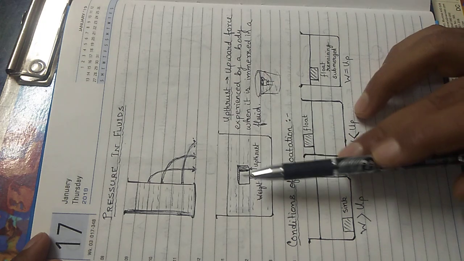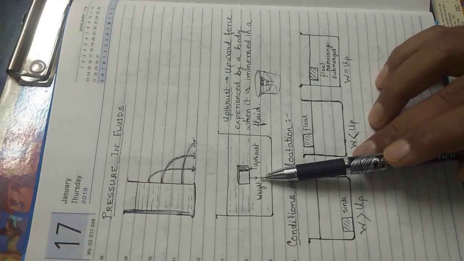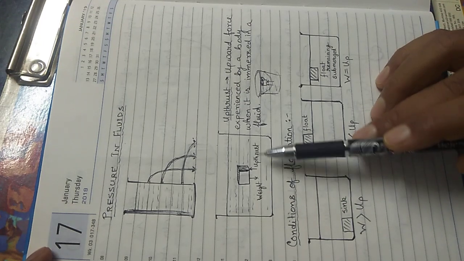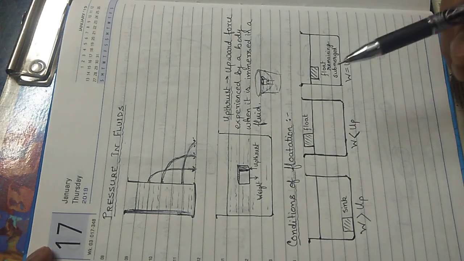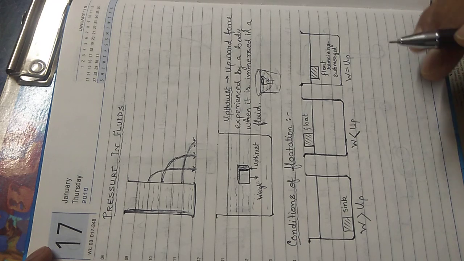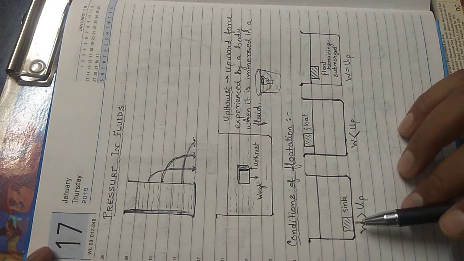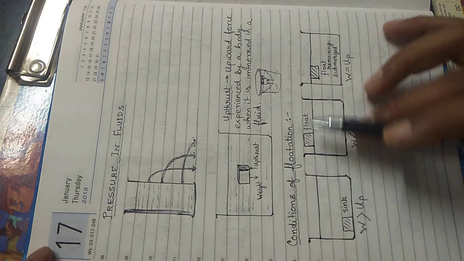Now, depending on the relative values of the weight and the upthrust, it is determined whether a body will float or sink when immersed in a fluid. So these are the conditions of flotation.